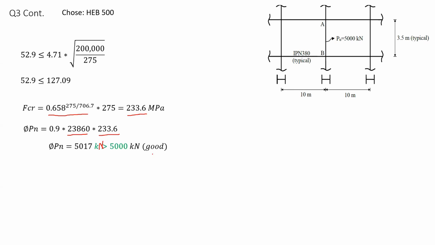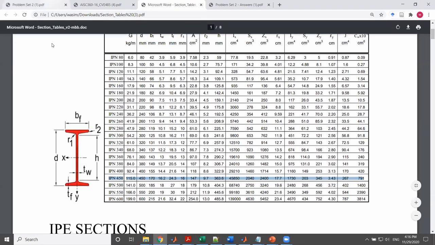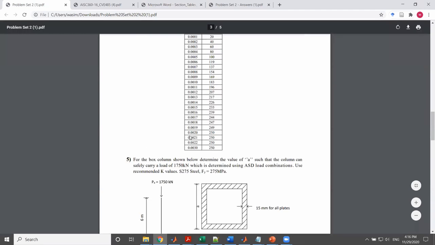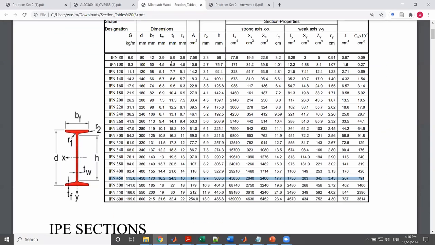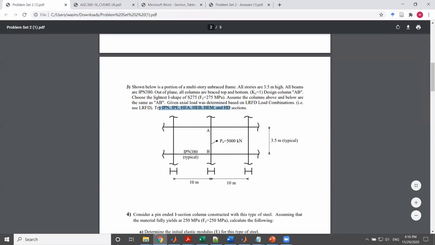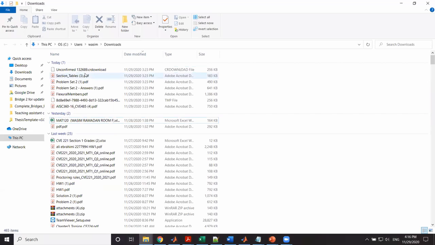Now, in case you were actually going to literally try every single section as the question asks, in the question, as we can see here, it says try IPN, IPE, many sections. So if you literally try that and you found that many sections actually suit you, which one are you supposed to check?